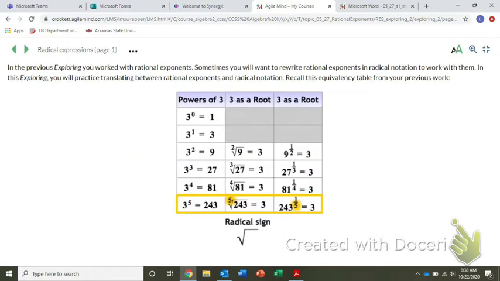All right, so page 1 on Agile Mind just shows you the exact same thing. It shows you that your power is your root. Look, if you have a half power, you have a square root. If you have a 3rd power, you have a cube root. If you have a 4th power, you have a 4th root. If you have a fifth power, you have a root of 5. Okay, so that's just showing you what we talked about yesterday.